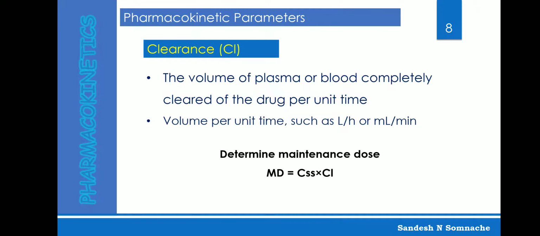Clearance, as we said, is the volume of plasma or blood which gets completely cleared, and it is very much essential to determine the maintenance dose during multi-dose therapy. Maintenance dose is given to maintain the steady state plasma drug concentration after the loading dose. This maintenance dose can be determined by using the formula MD is equal to CSS into clearance, where CSS is the steady state plasma drug concentration, and clearance of the drug.